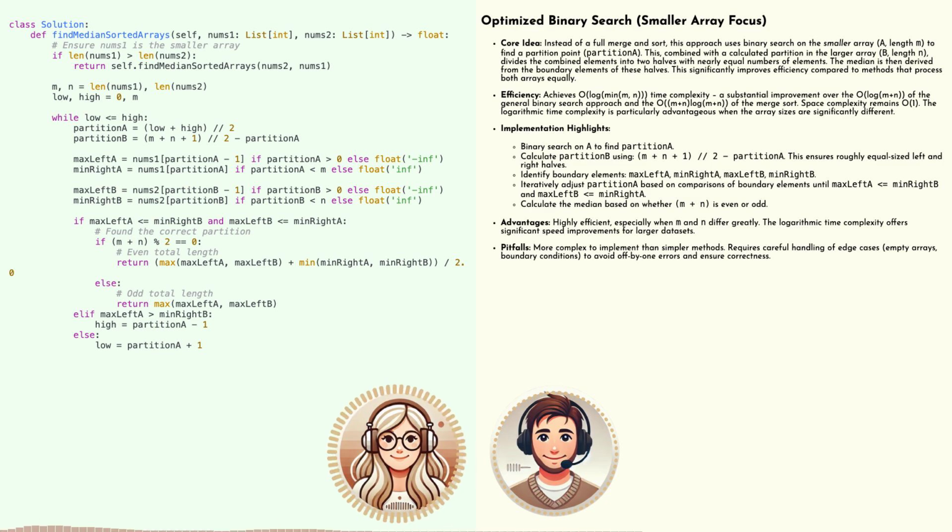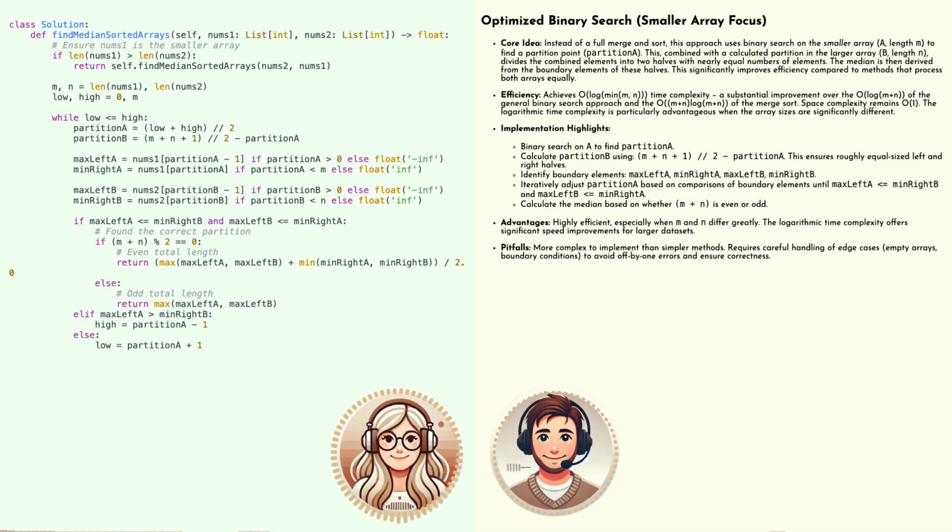It's a valid concern, but the added complexity is minimal, and the performance gains can be significant, especially for large datasets where one array is much smaller than the other. The space complexity is still O(1), so it's very memory efficient. So it's a trade-off. Yeah. A bit more complexity in the code for a potentially big boost in speed. It sounds like this smarter binary search is a winner if performance is a top priority. Exactly. It's all about choosing the right tool for the job.